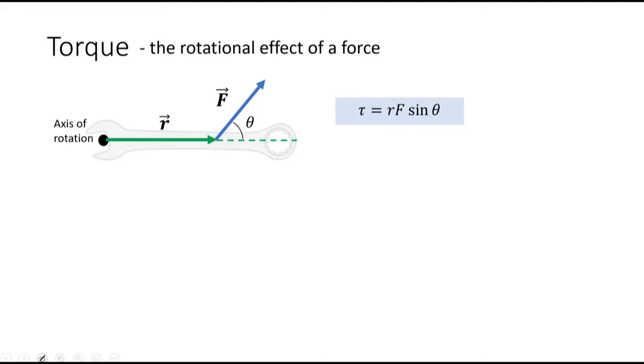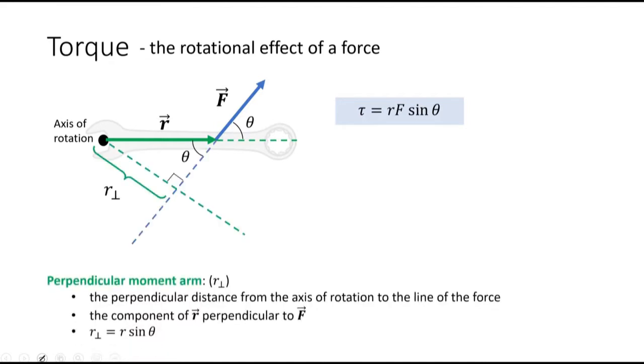R is the magnitude of the distance from the pivot point, so the point about which your rigid body is rotating, to the place where your force is applied. So that's going to be the distance R. It's always a positive value. Then F will also be just the magnitude of the force. And then sine theta, theta is really the angle between R and F. Okay, so this is how we calculate the torque.